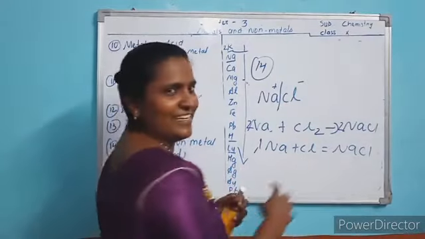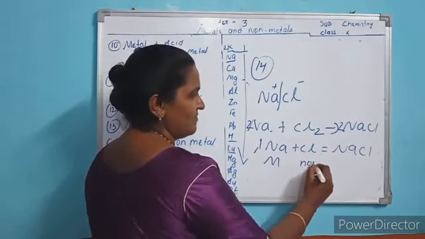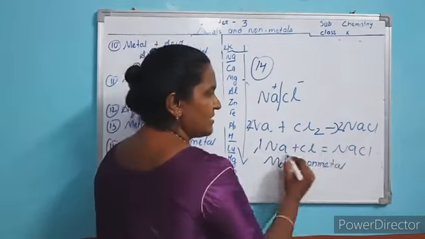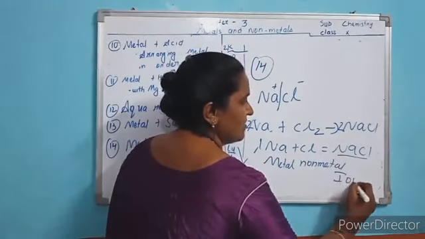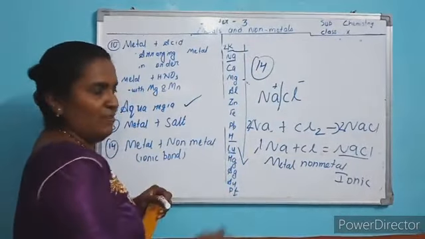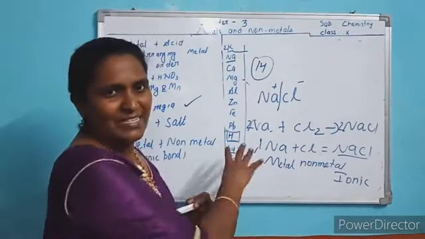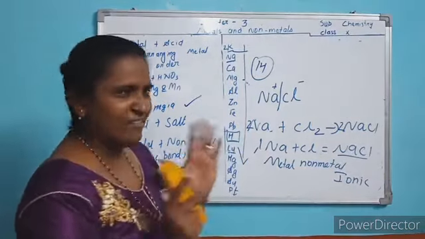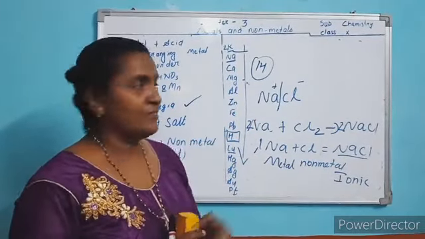Now we study how you get this NaCl. This is metal, this is non-metal. This metal and non-metal combine to form an ionic compound. Wherever metal is there, this is fully metal. Only this one is a non-metal exception, because it shows metallic property. That's what is added here. Other than hydrogen, all the remaining are metals. So wherever metal is there, you say the compound formed by metal is an ionic compound.